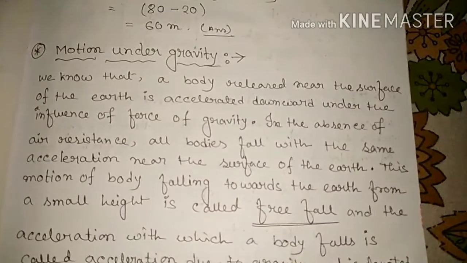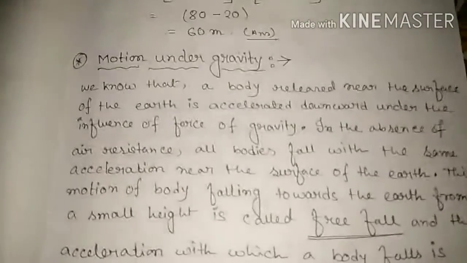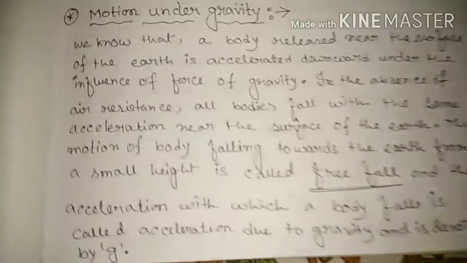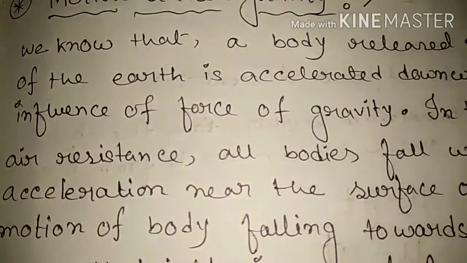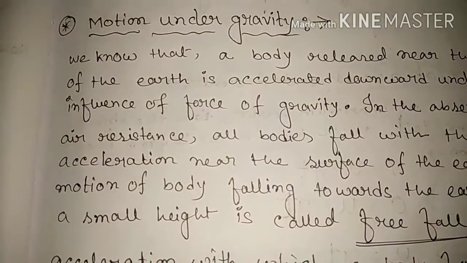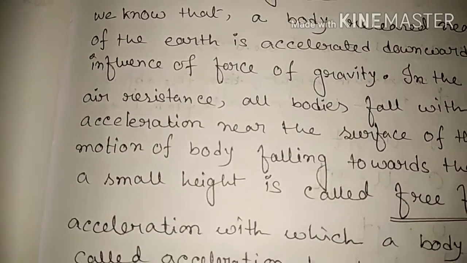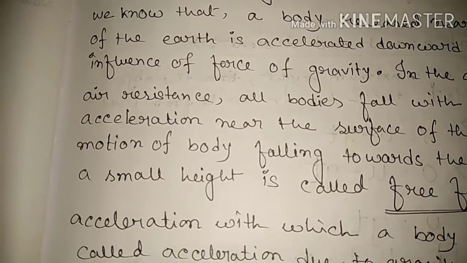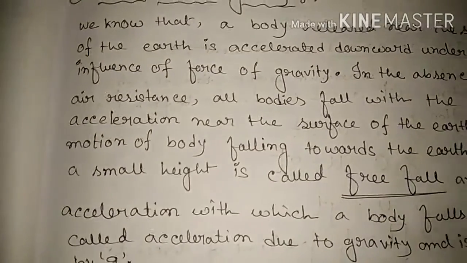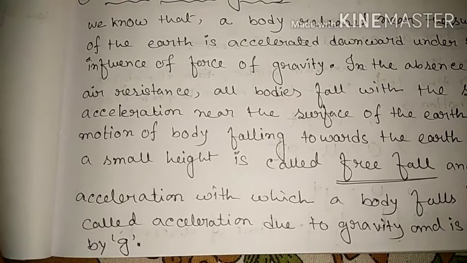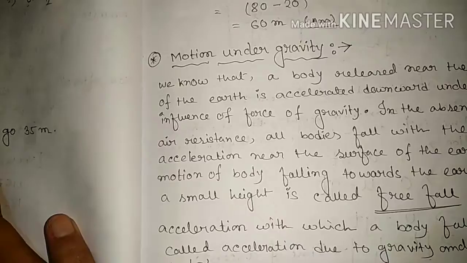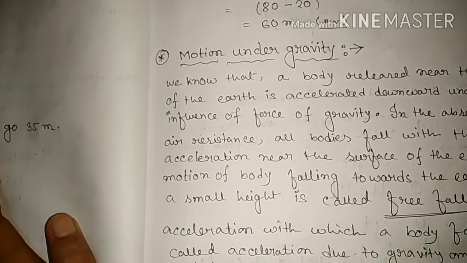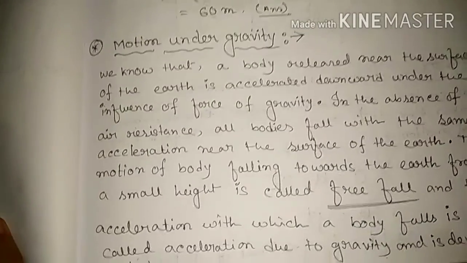Okay. Next topic is motion under gravity. This we also studied in class 9. We know that acceleration is normally denoted by a, but in case of gravity, during free fall, in place of a it is represented by small g, acceleration due to gravity. What is free fall? The motion of a body falling towards the earth from a small height is called free fall.